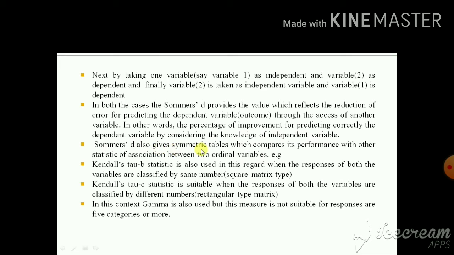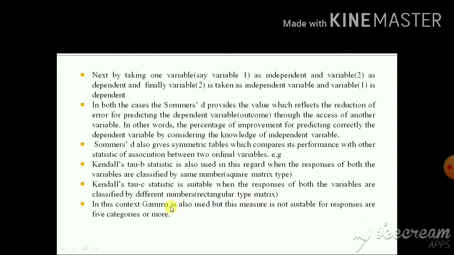Somers D also gives symmetric tables which compare its performance with other statistics of association between two ordinal variables. For example, Kendall's tau B statistic, which is also used in this regard when the responses of both the variables are classified by the same number, square matrix type. Kendall's tau C statistic is suitable when the responses of both the variables are classified by different numbers. This is known as rectangular type matrix.